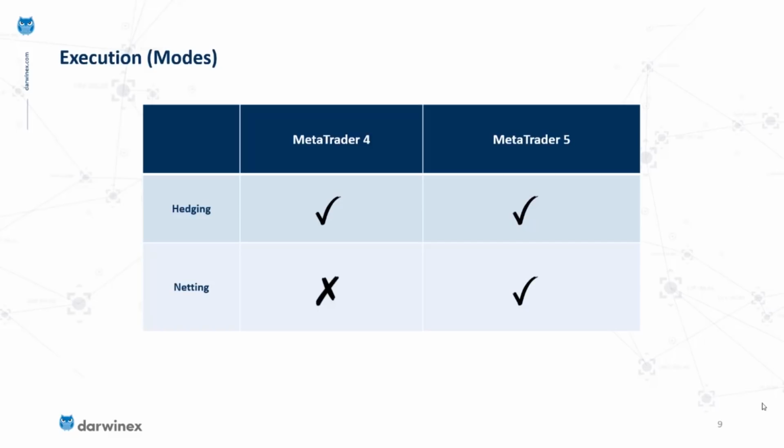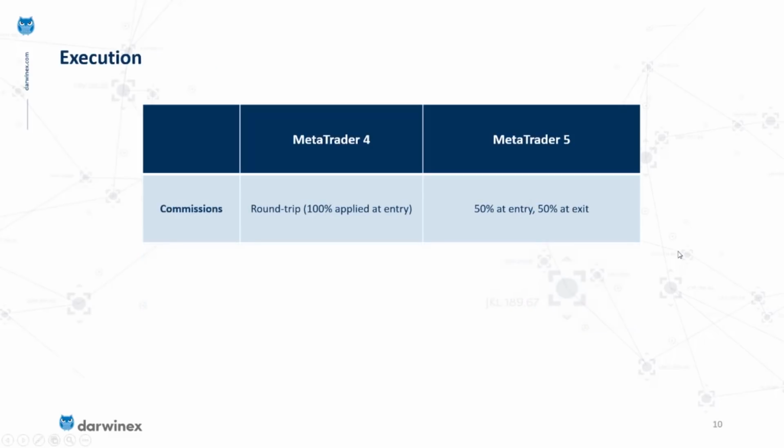Right, so let's move on to the next phase here, which is commissions in terms of execution. Commissions in MetaTrader 4 are round trip and are applied in full as you enter an order. So the moment you've executed something, the full commission is applied to that transaction. In MetaTrader 5, it's different. You have 50% at entry and 50% at exit of the total commission to be charged.